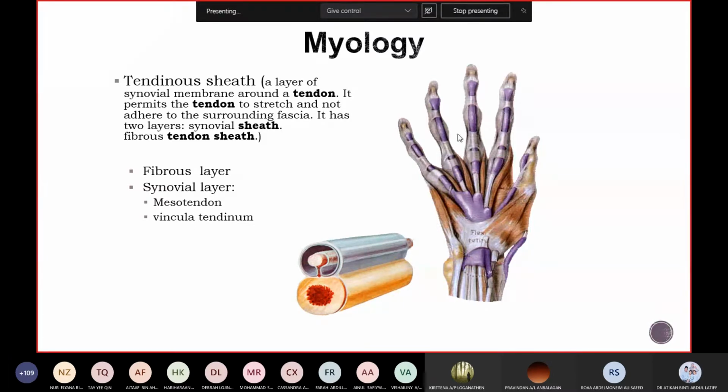Okay, and if you do a cross section here, you will see this is what it looks like. So this is the tendon with the surrounding tendinous sheath. Okay, and this is the inner synovial layer with the cavity for the synovial fluid, and this is the outer fibrous layer. Okay, so these small tendons are protected by this tendinous sheath.